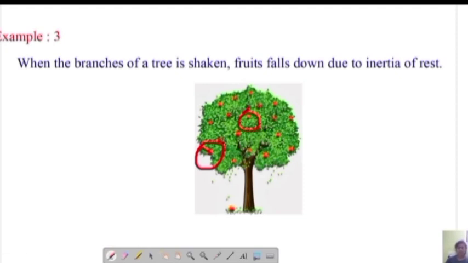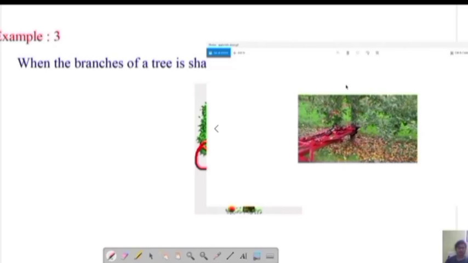When you shake, the branches will come into motion but not the fruit suddenly. So as it will not come into motion suddenly, then what happens to these fruits? These fruits will fall down. Similarly, even some of the leaves also will fall down because of inertia of rest. You can see one more animation so that you understand clearly. So you can see here, when the branches of a tree are vigorously shaken, then apples together with some leaves also will fall down.